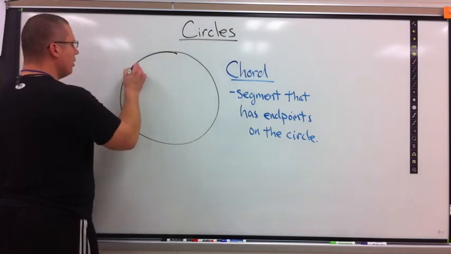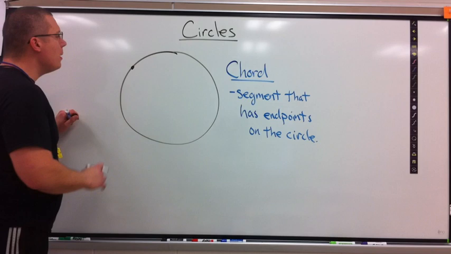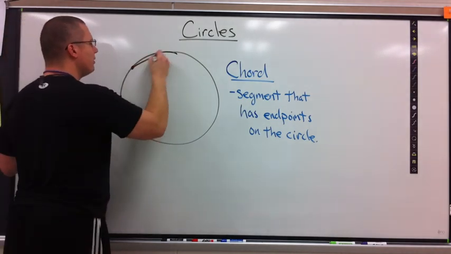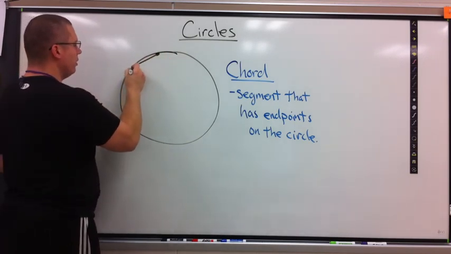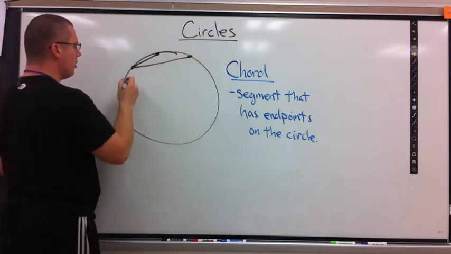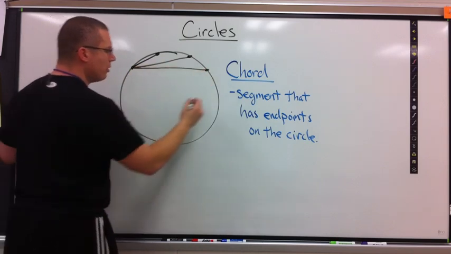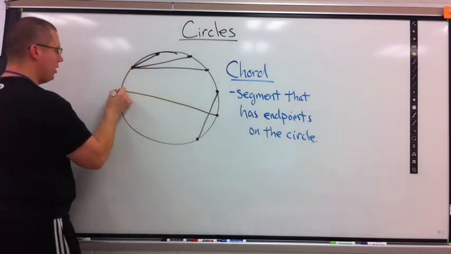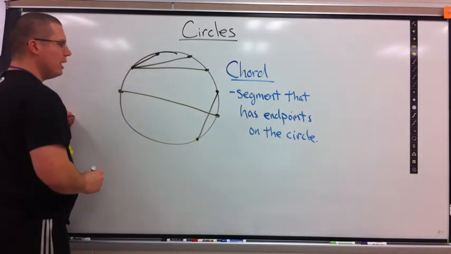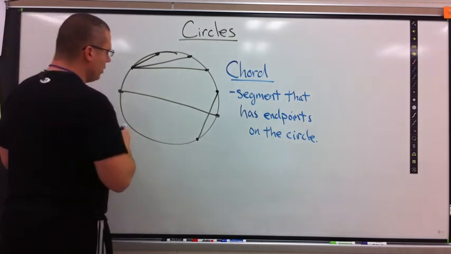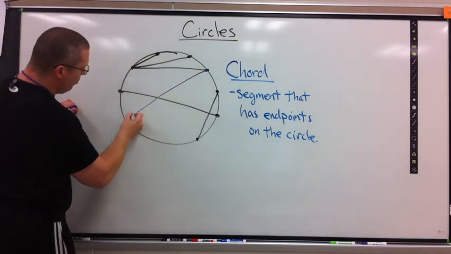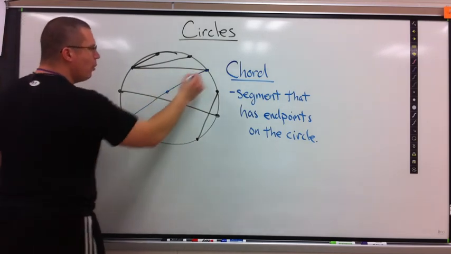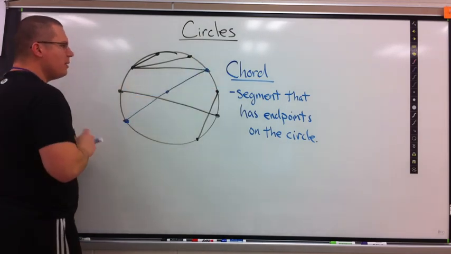So, here's my circle. Put an endpoint on the circle. Put the other endpoint anywhere on the circle. Connect them. This is a chord. This is a chord. It's also allowed to go through the center. So if I start at one side, go straight through the center, that also is a chord. As long as its endpoints touch this circle, it doesn't matter where.